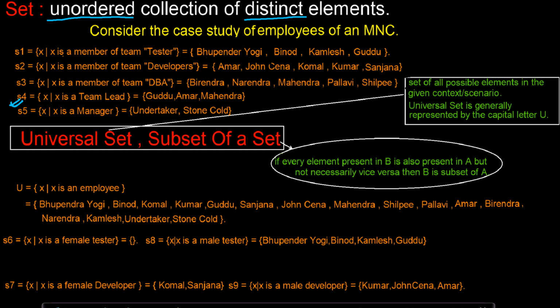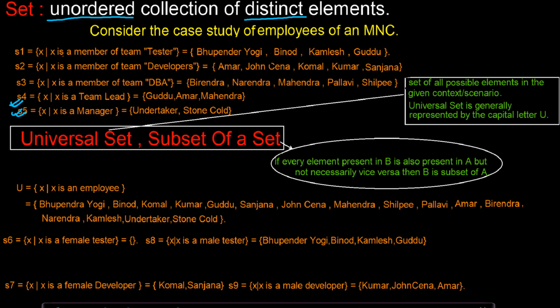And in every project there are managers. Managers are not part of any team, but they allot work to the teams, and they talk to team leaders only. The team lead is responsible for completing the tasks on a given due date. Anyways, in a project S5 is a set that has the managers, and Undertaker and Stone Cold are the managers. Let us say that. So these are the sets. Each of the elements in the tester set is distinct. Each person is a different person.